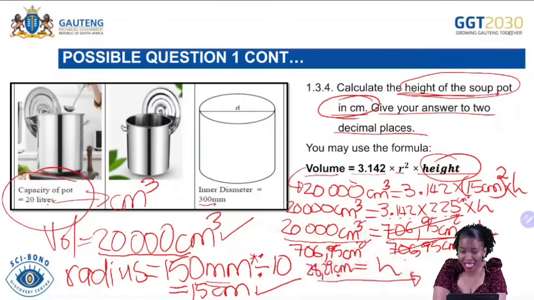Quite a bit complicated and long, I know, but this is something that you must expect on Monday. So should you come across something like this, don't be surprised.